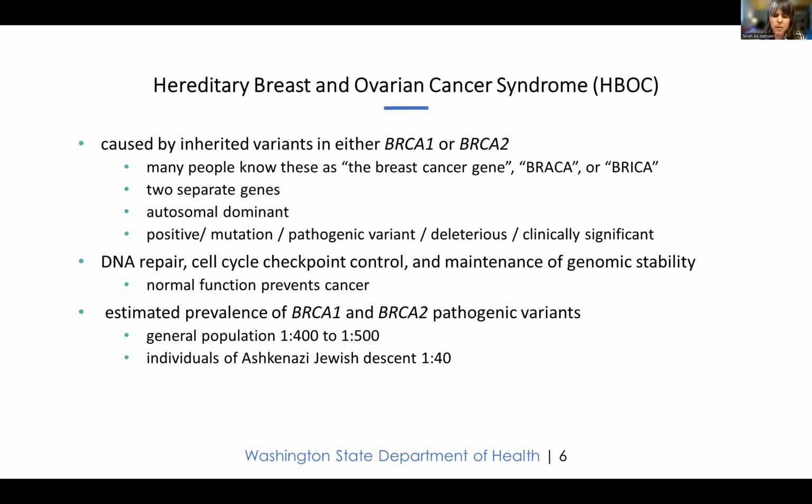We do have an estimated prevalence for both BRCA1 and BRCA2 mutations in the general population. This is around 1 out of 400 to 1 out of 500 people. But there is a select group, a population that has a higher incidence, and this would be those who have Ashkenazi Jewish descent, and the estimate is 1 out of 40 people carry a mutation in one of these genes.